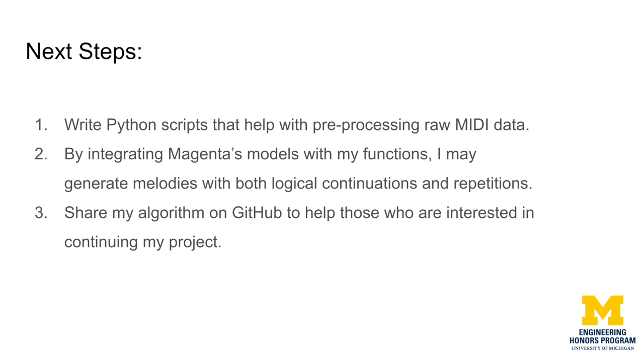First, I should write Python scripts that help me pre-process my raw data files. That way, I don't need to spend countless hours just manually extracting my tracks. Second, I should try integrating Magenta's models with my algorithm. That way, I could generate melodies with both the logical continuations from Magenta's side and the repetitions from my side. Finally, I will share my algorithm on GitHub to help those who are interested in continuing my project.